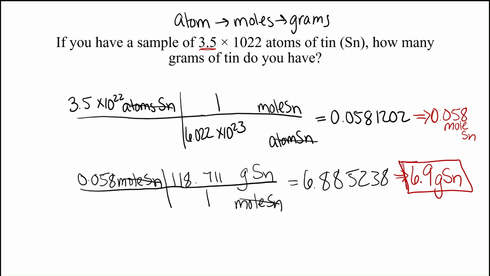So to summarize, we are going to look at the original measurement that was taken. That original measurement is going to determine the number of significant figures for our answer. So the original value had 2 sig figs. Our answer is limited to 2 sig figs because this entire problem is multiplication and division.